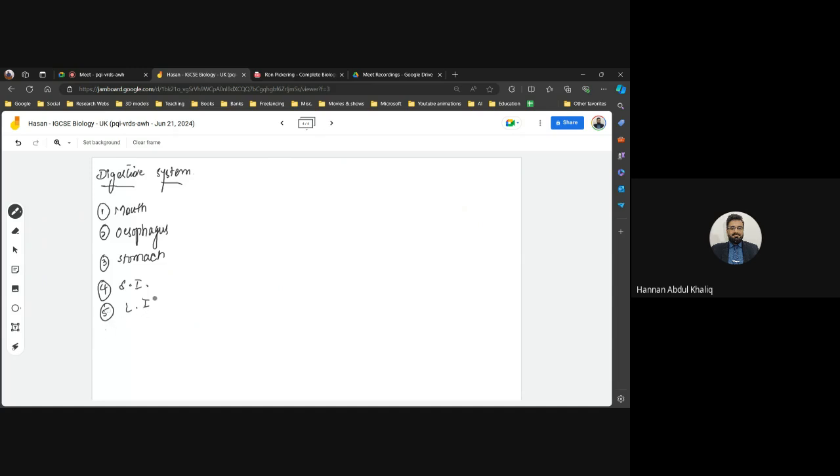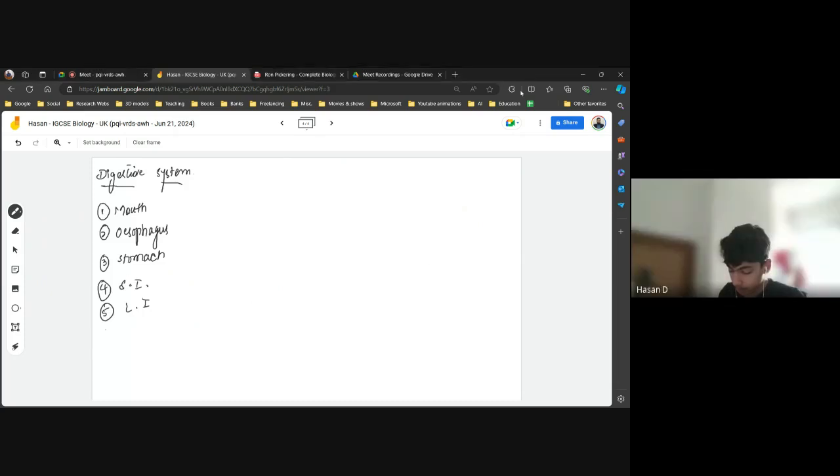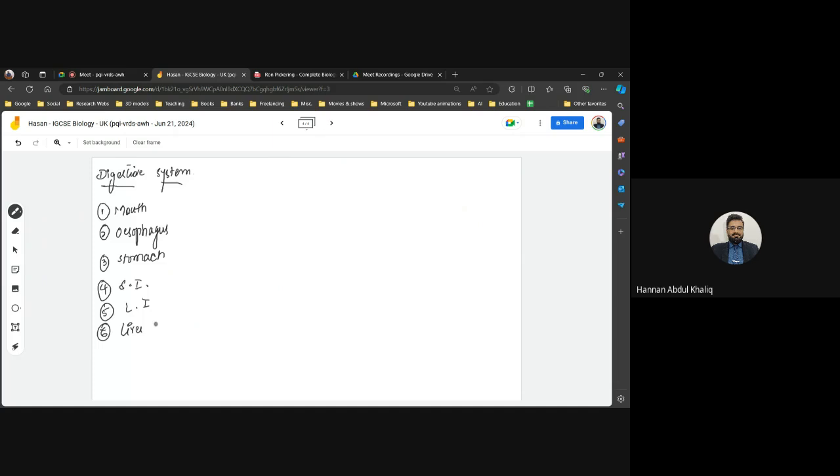Is it finished or are there any other organs? What about the liver, the kidney? Well, the liver mainly. The liver and gallbladder, and the pancreas. Yes, and the pancreas.